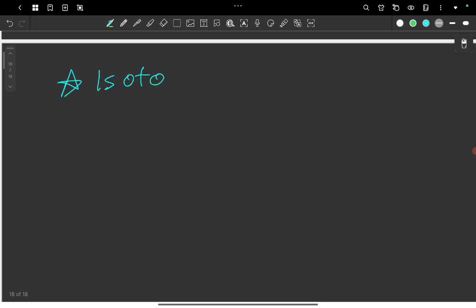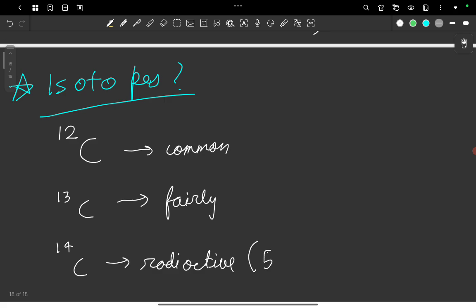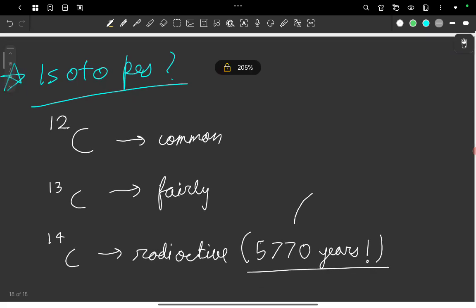Now, what are the isotopes of carbon? Carbon has three isotopes. First of all, there's the most common one, which is carbon-12. There's carbon-13, and there's carbon-14. Carbon-12 is the most common one. Carbon-13 is still fairly common, but the last one is radioactive, with an insane half-life of 5770 years, and due to its long half-life, it is used in fields like radiocarbon dating.